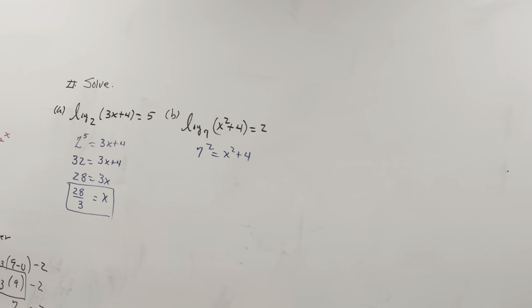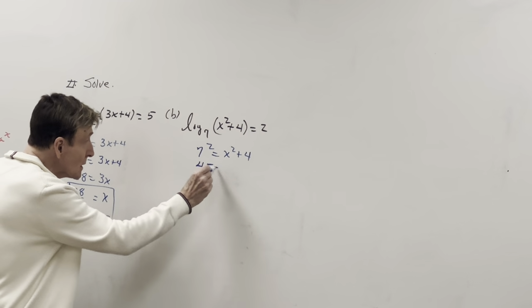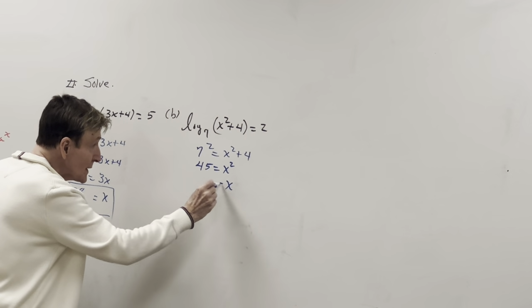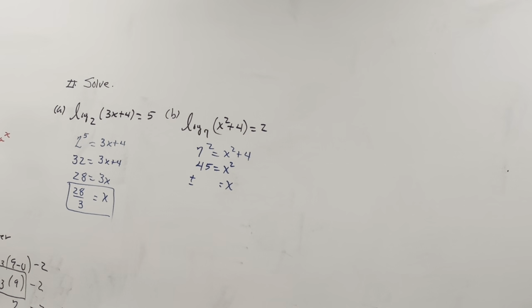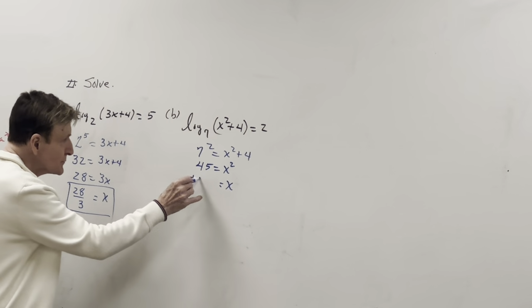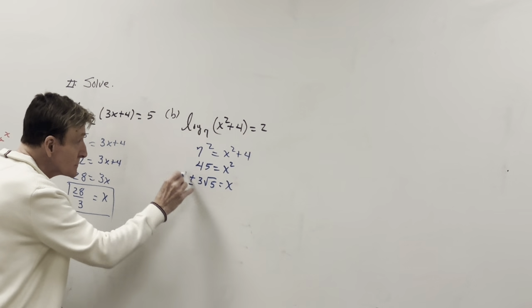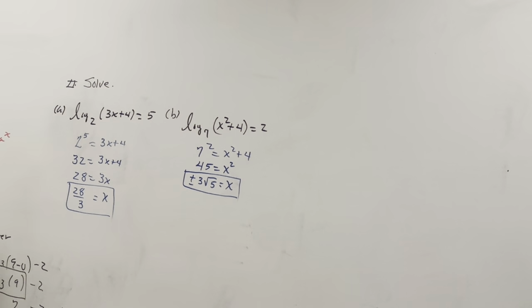49 subtract 4, 45 equals x squared, yes or no? I think it is. And then do a square root, looks like plus or minus at this point. Square root of 45 is not perfect. Does anyone know what square root of 45 looks like simplified? 3 radical 5. Now can I accept both? Do I take 3 radical 5 back to the original, or negative 3 radical 5? Will they work? Yes, because it's being squared, turned into a nice positive, beautiful.